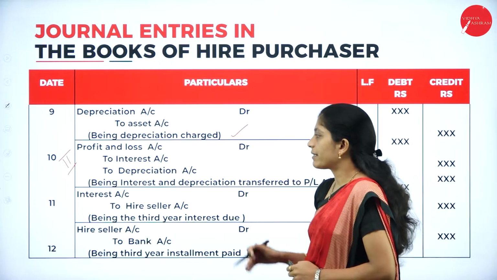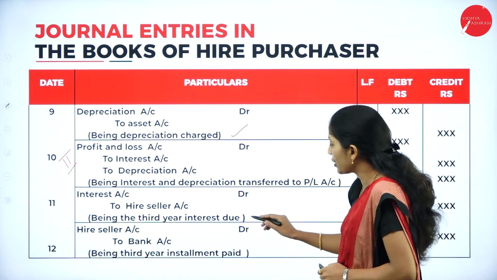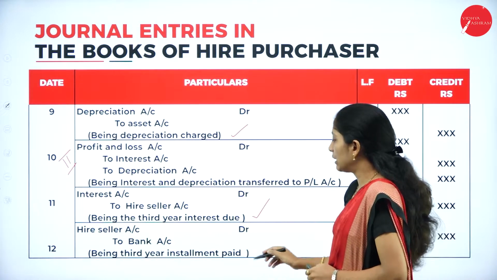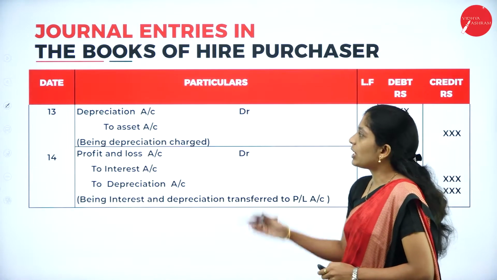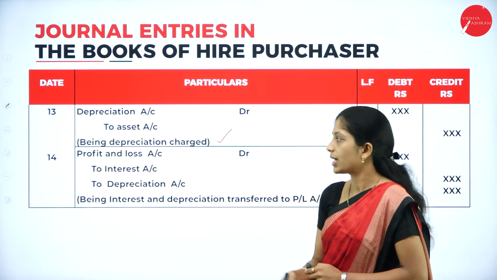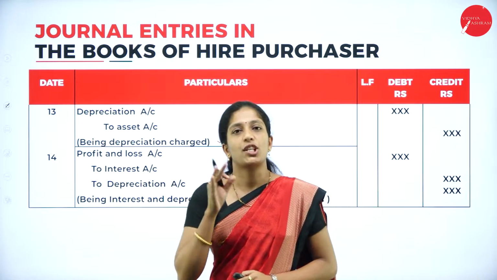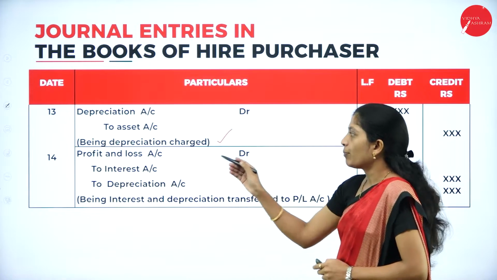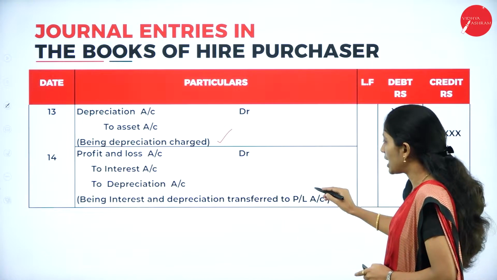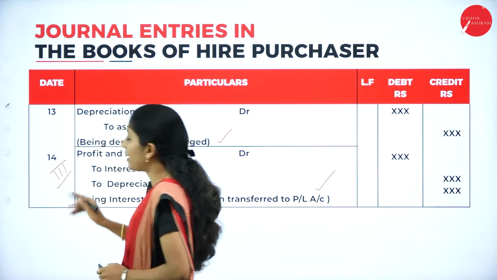The first entry is for interest due, that is interest account debit to hire seller account being the third year interest due. Next, for installment paid, hire seller account debit to bank account being third year installment paid. Next, for charging depreciation, depreciation account debit to asset account being depreciation charged. Next, the fourth entry is to transfer interest as well as depreciation to profit and loss account. So your entry will be profit and loss account debit to interest account and depreciation account being interest and depreciation transferred to profit and loss account. So this was the entry of the third year.